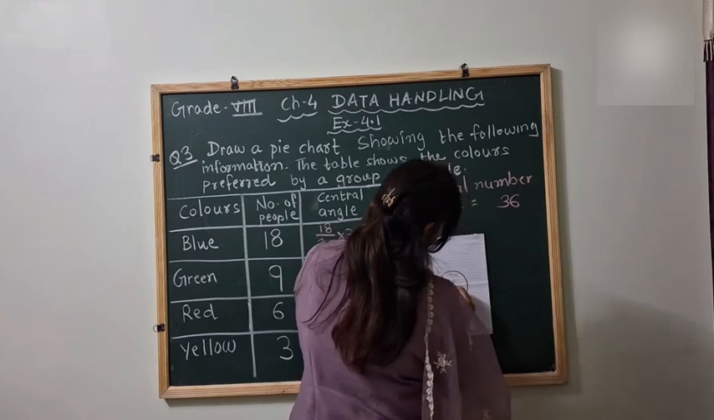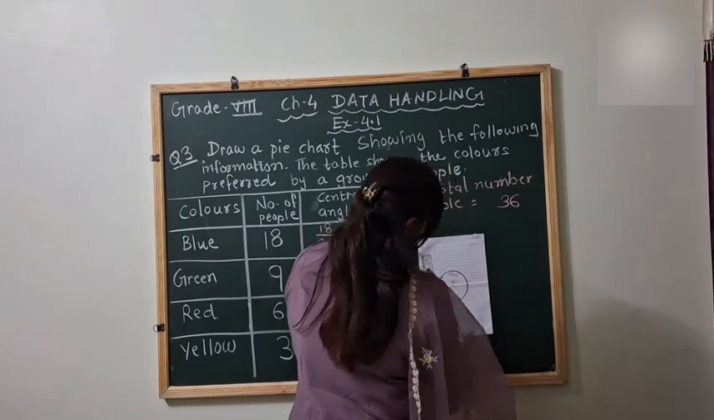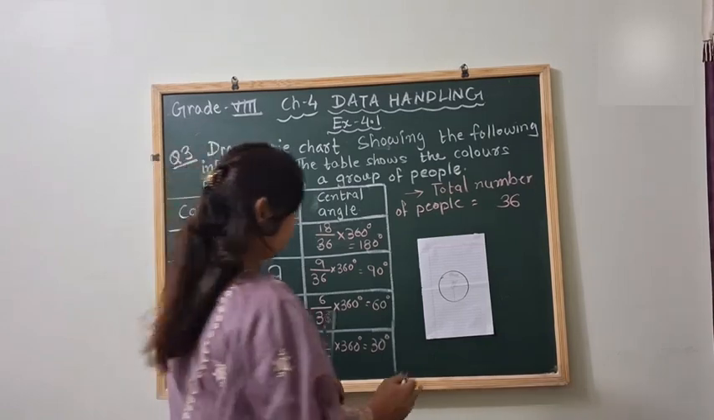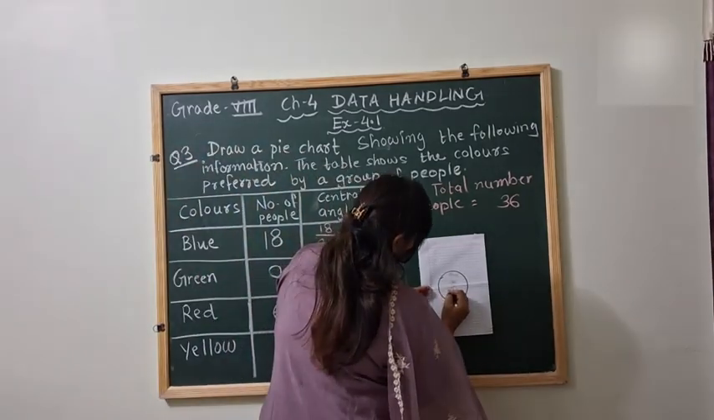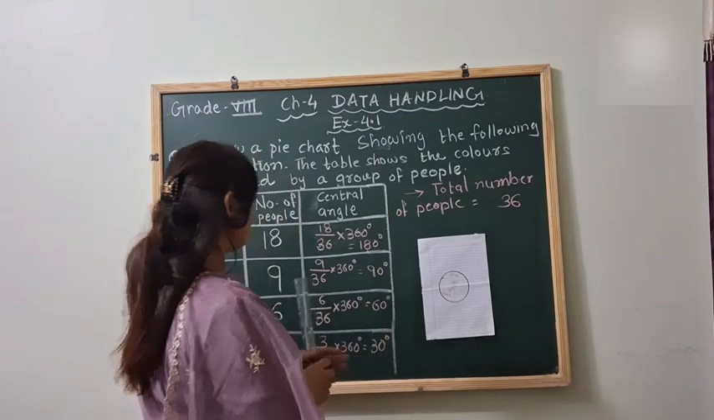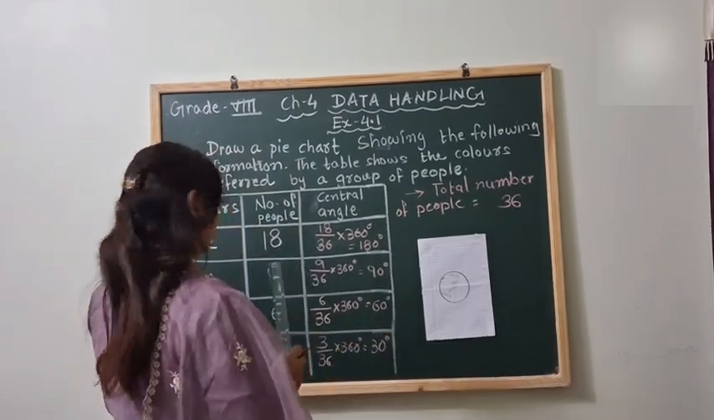So this is 90 degrees, and which color does it show? That is green. So this is 90 degrees, green. Okay, now moving on to the next, 60 degrees, that is red.